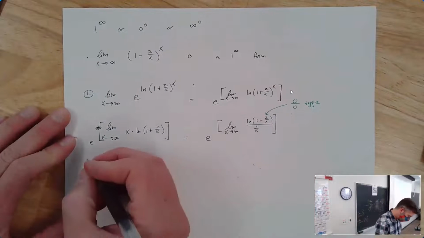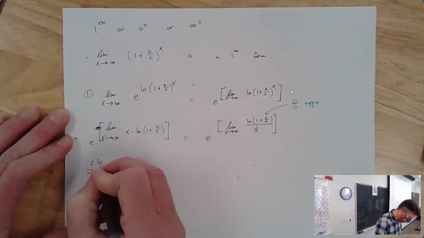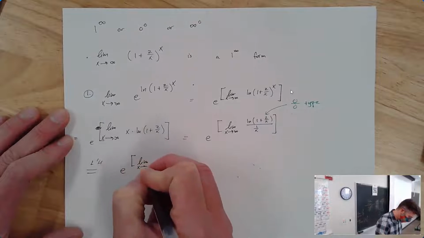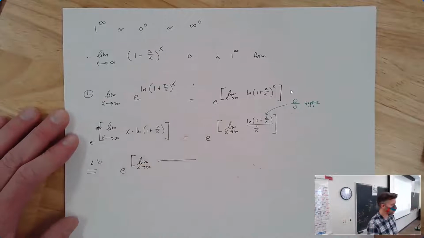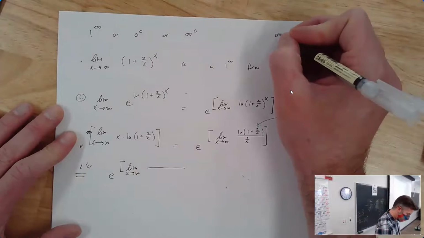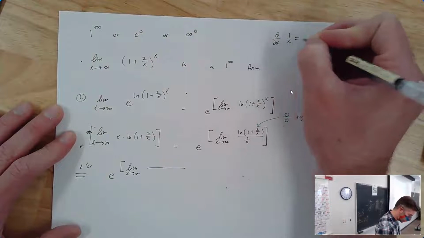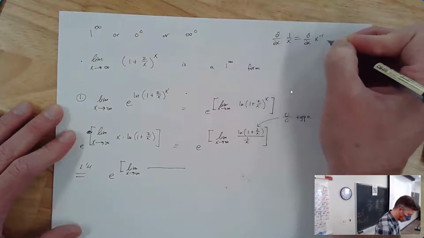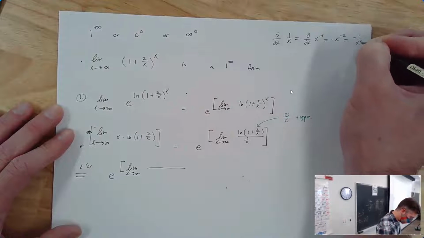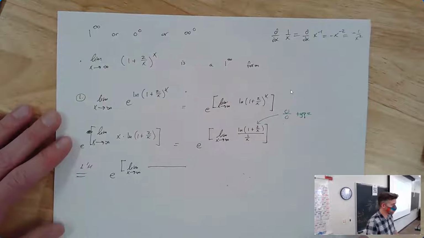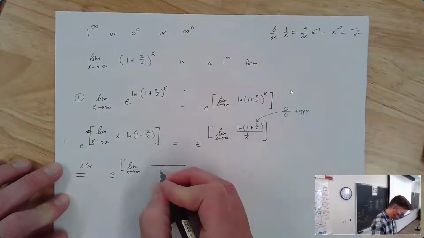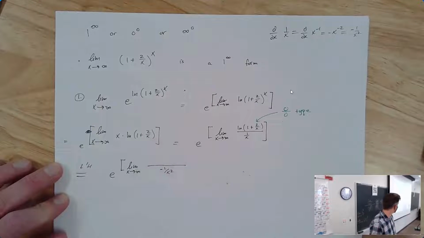So then, using L'Hôpital's rule, we get e to the limit as x goes to infinity of the derivative of the top over the derivative of the bottom. It's going to come up so many times, I'm just going to say it up here. The derivative of 1 over x is the derivative of x to the minus first, which is minus x to the minus 2, or minus 1 over x squared, whichever way you want to slice it. But I like writing it as negative 1 over x squared. So the derivative of 1 over x is negative 1 over x squared.